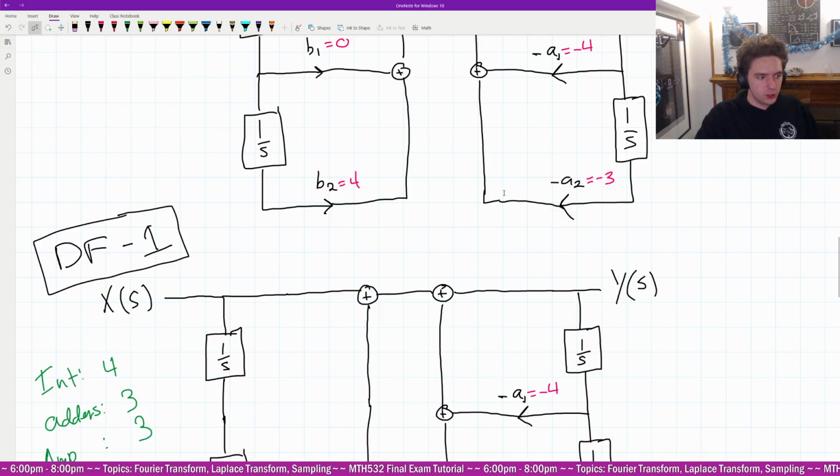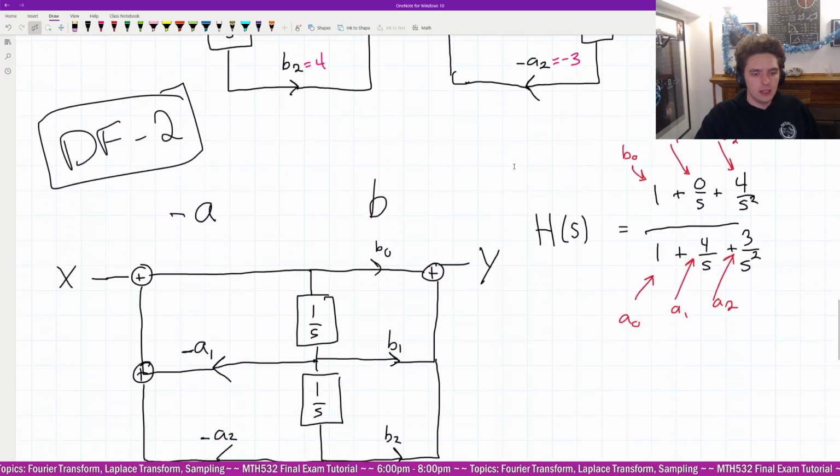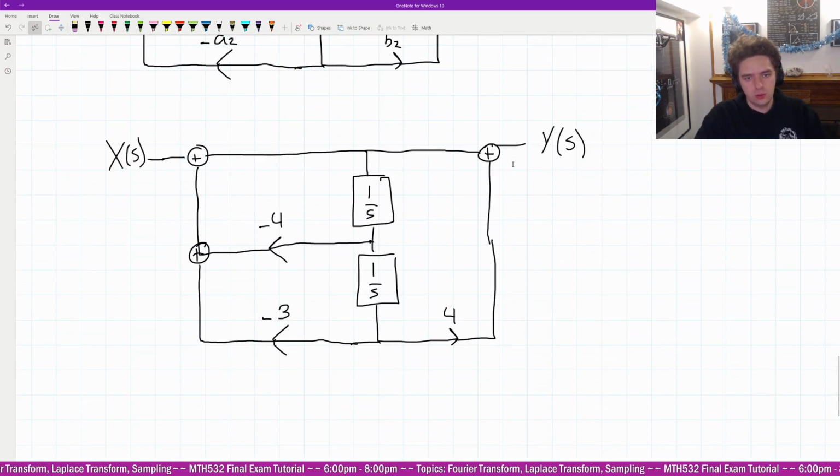Given the direct form 2, how would you go back to the equation? It's not too hard. If I look at this, I'd say, what do we have? I think about what would cause me to construct this. I have an integrator, which brings me to this, and another integrator, which brings me to this. These are my negative A values, and these are my B values. And I have a 1 here, right?